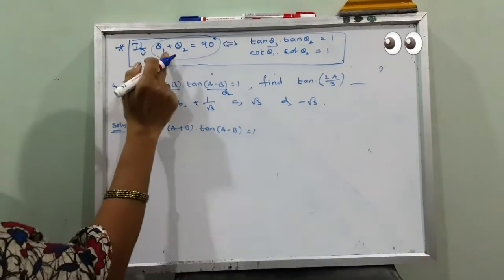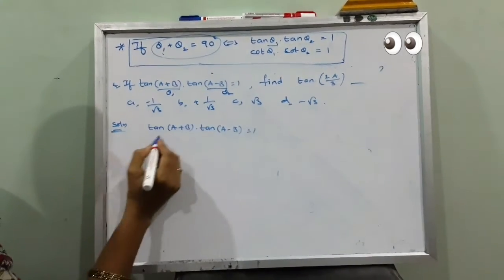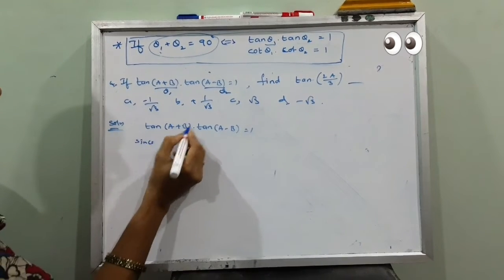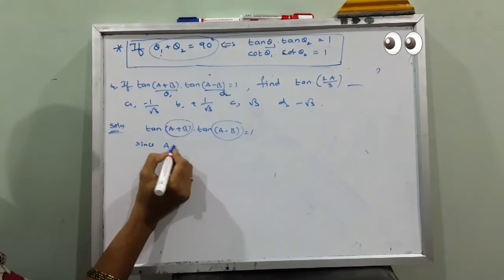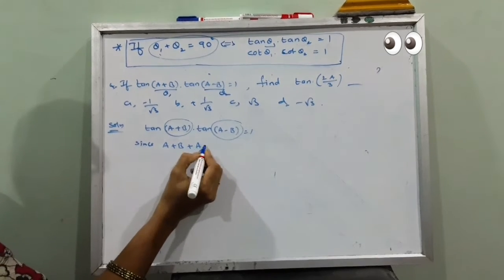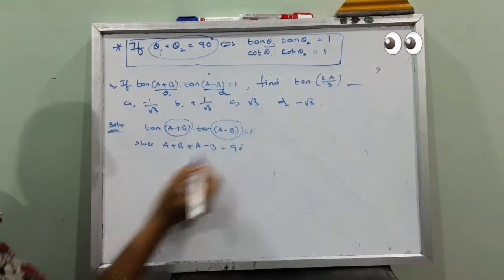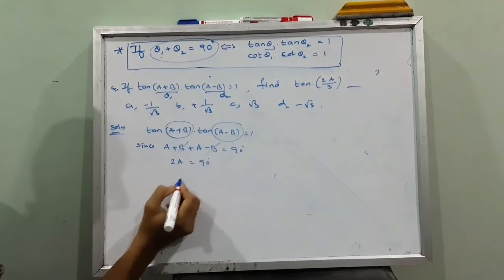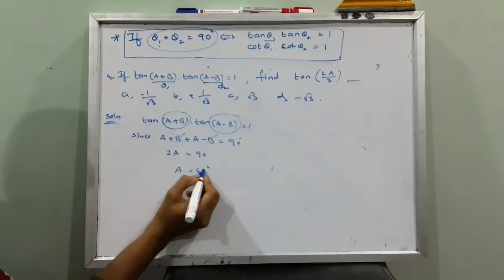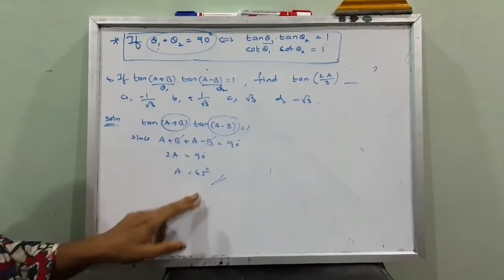But the condition is here, theta 1 plus theta 2 is 90 degrees. Since theta 1 plus theta 2 is 90 degrees, therefore A plus B plus A minus B is 90 degrees. Then plus B and minus B cancel, A plus A is 2A, 2A is equal to 90, then A is equal to 45. A is equal to 45 degrees.